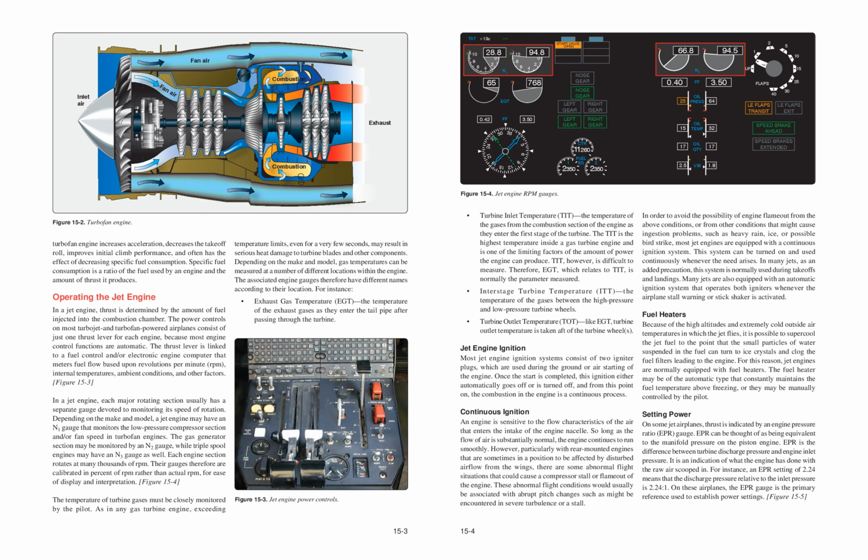Setting power. On some jet airplanes, thrust is indicated by an engine pressure ratio, EPR, gauge. EPR can be thought of as being equivalent to the manifold pressure on the piston engine. EPR is the difference between turbine discharge pressure and engine inlet pressure. It is an indication of what the engine has done with the raw air scooped in. For instance, an EPR setting of 2.24 means that the discharge pressure relative to the inlet pressure is 2.24 to 1. On these airplanes, the EPR gauge is the primary reference used to establish power settings.